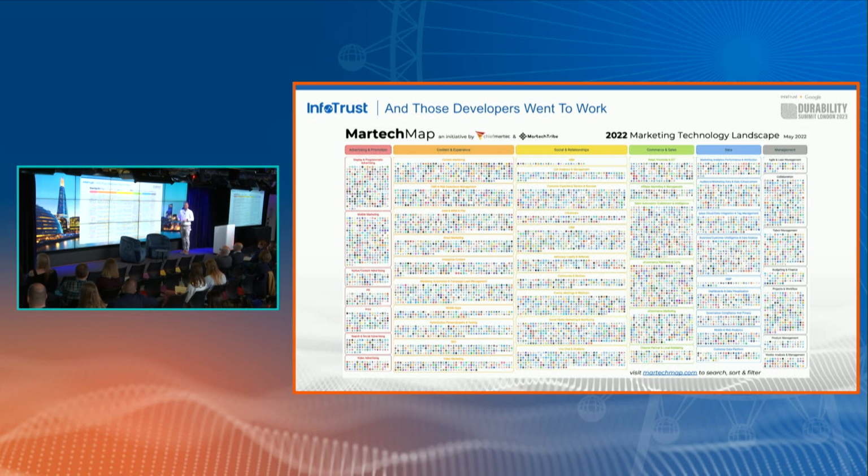This is the map of 2022 and how many solutions are out there. I literally, like, we're Google partners at InfoTrust. I went to look for the Google products. I had to search through and find where are we going in here? Where do the other competitors go? There's so many platforms. I'll tell you something else that has nothing to do with this presentation.